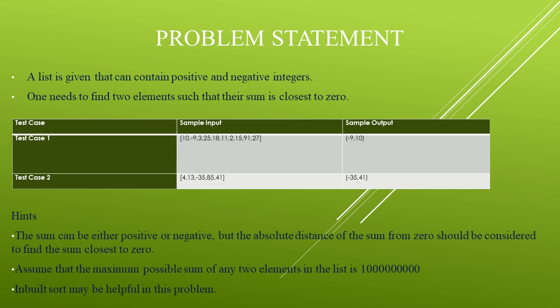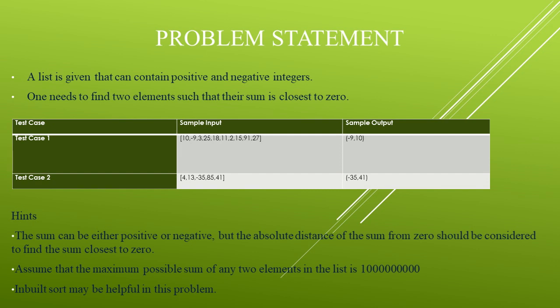Let's look at the problem statement where a list is given that contains positive and negative integers. One needs to find two elements such that the sum is closest to zero. So we are having two test cases, test case 1 and test case 2. So the hints are here.